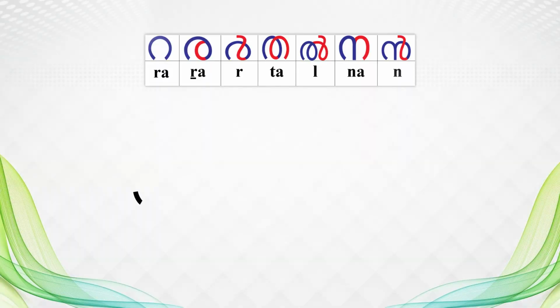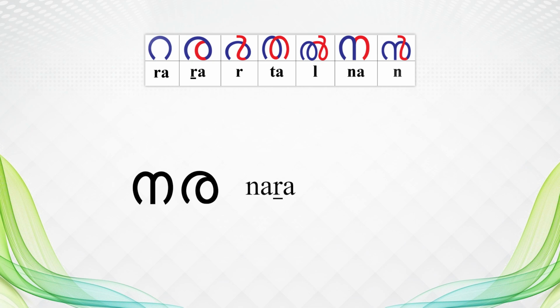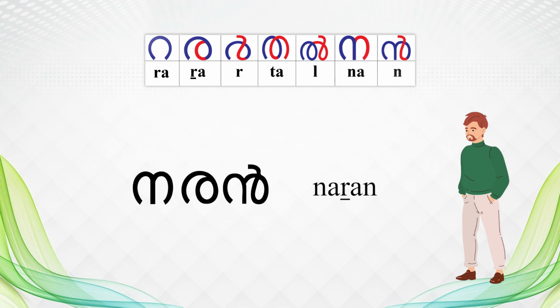Next, take this letter Na and Ra as next one. Read it. It is Nara. Meaning of this word is grey hair. Take this word Nara as next and add the letter In. Read it. Now it is Naran. Naran means man. One more word is here.